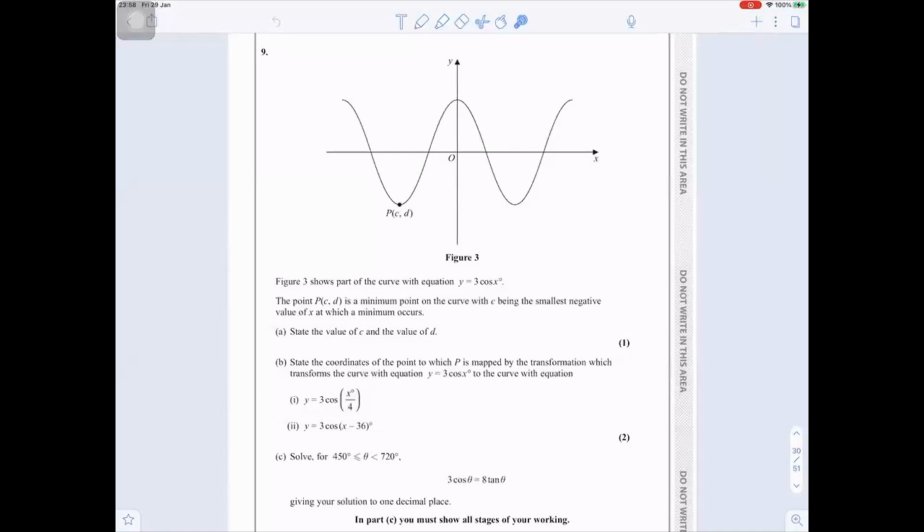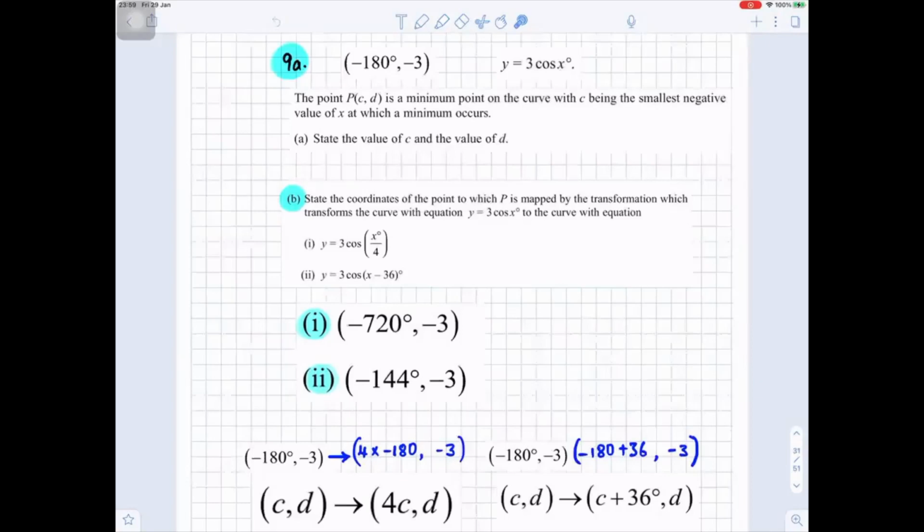Question number 9. Figure 3 shows part of the curve with equation y equals 3 cos x degrees. The point P, (C, D), is a minimum point on the curve, with C being the smallest negative value of x at which a minimum occurs. State the value of C and the value of D. So it's minus 180 degrees for C, and minus 3 for D, because the point (C, D) is a minimum point.